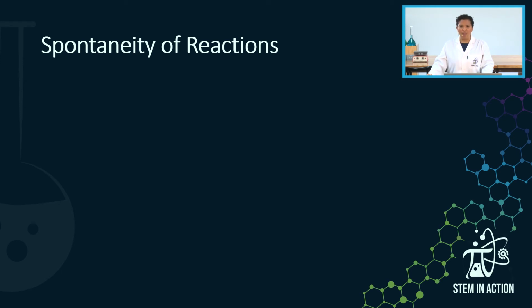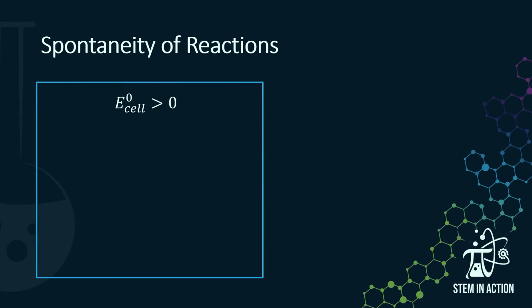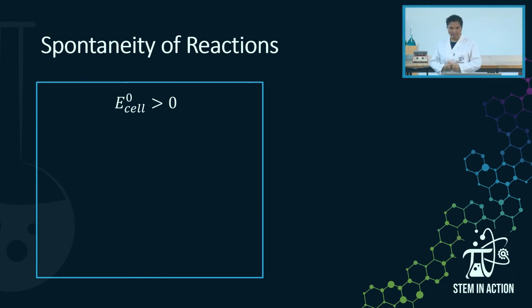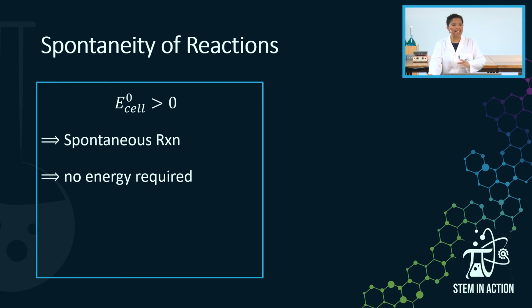Before we do that, there's another concept that we have to cover, and that is spontaneity of reactions. For us to determine whether the reaction will be spontaneous or non-spontaneous, we have to look at the E naught values. So if the E naught of the cell is positive, which means it's greater than 0, that is a spontaneous reaction. It happens naturally. It doesn't require any energy for it to start taking place.